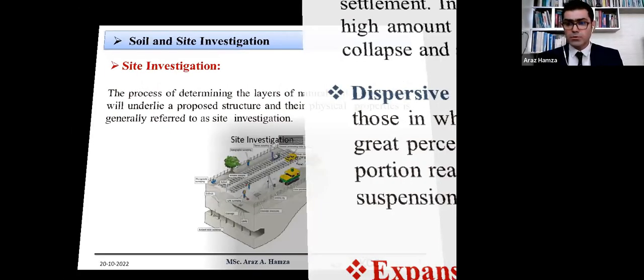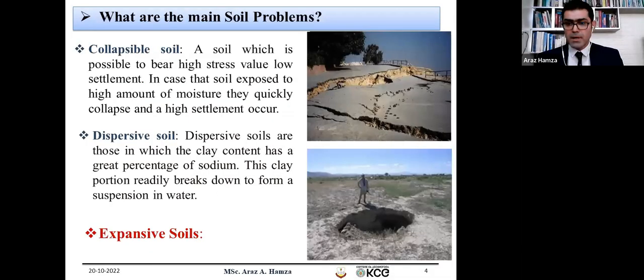I'm not going to go into the detail of site investigation, because this is not our subject, but it is important for the students and the engineers to know that in that level, we need to find and identify the different problems of soil.